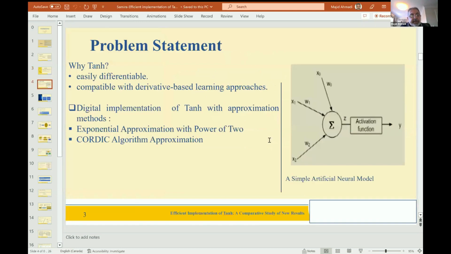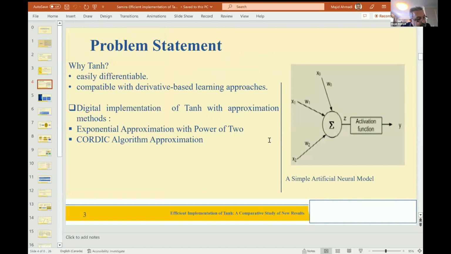Our problem statement is, why tangent hyperbolic function? First of all, it is easily differentiable. It's compatible with the derivative-based learning approach. Be able to use various techniques. Basically, the paper is about approximation of it.